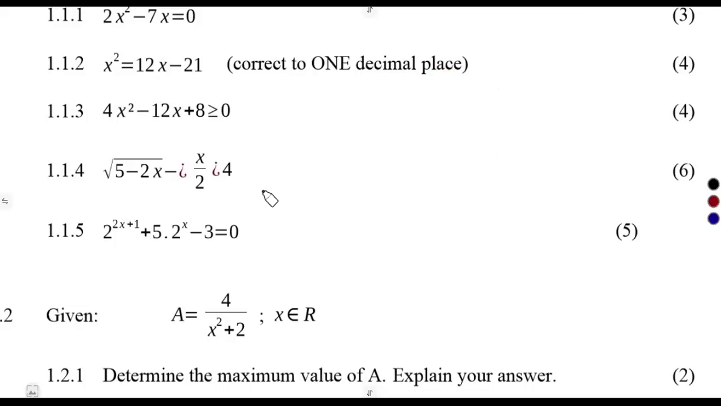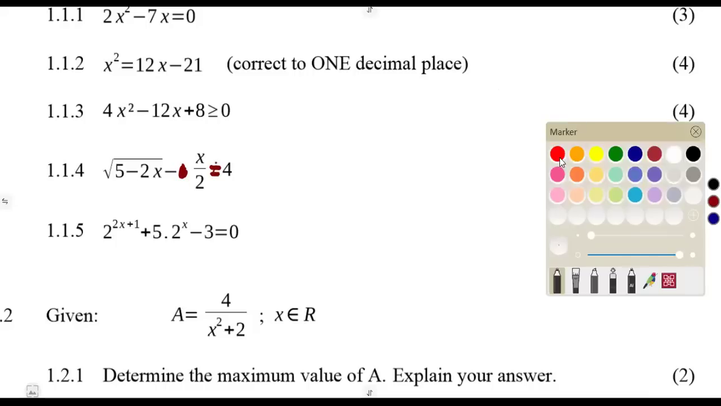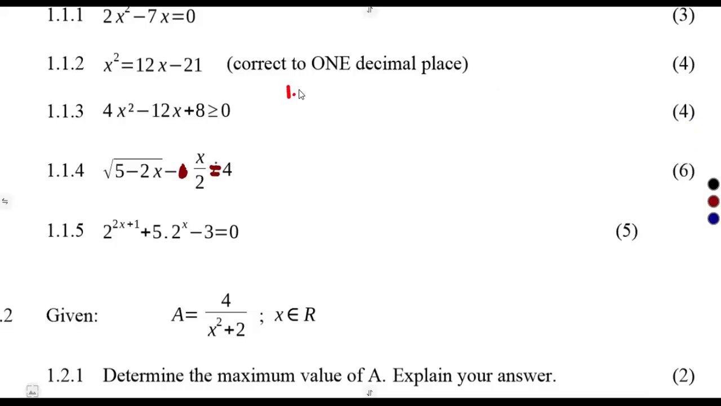All right, so this was actually a minus. So just ignore this part. And this is an equal here. So it is like this, guys. This question, it was just like 1.14. So this is the square root. I'm going to take it like this, 5 minus 2x. So we are saying the square root of 5 minus 2x, minus x over 2, is equal to 4. This is what we have. So let us try to solve.